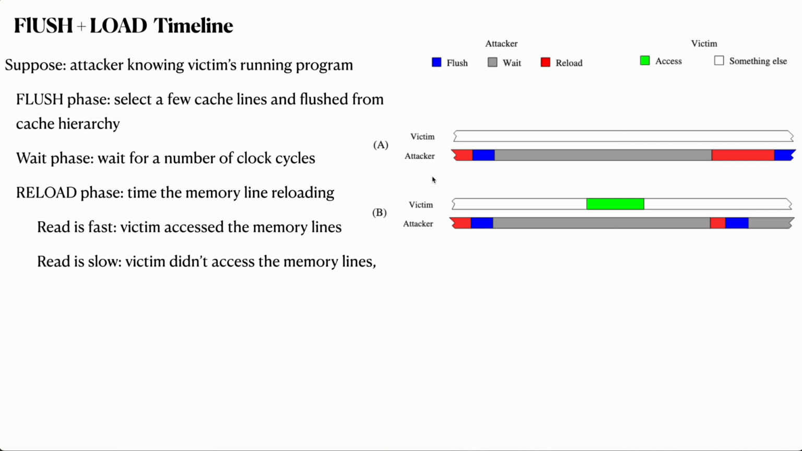Figure A here shows that if the victim didn't access it, it will take longer for the attacker to reload it. Figure B shows, in contrast, that with the victim accessing the cache line, it will be brought into the cache, and the loading time for the attacker will be shorter.